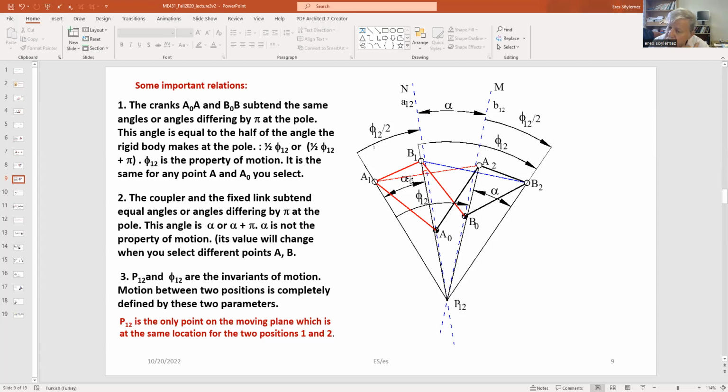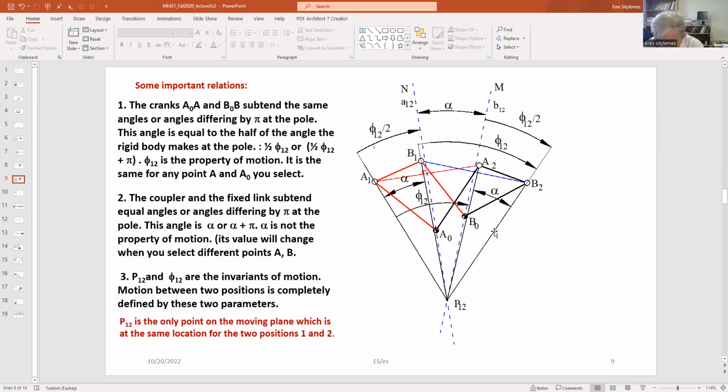Alpha is not a property of the motion. Whenever you select a different point A1 or a different point B1, alpha is going to change. Whereas phi 12 will not change as long as it is the same motion. P12 and phi 12 are the invariants. They do not change by your selection. Between two positions, P12 and phi 12 completely define the two positions.